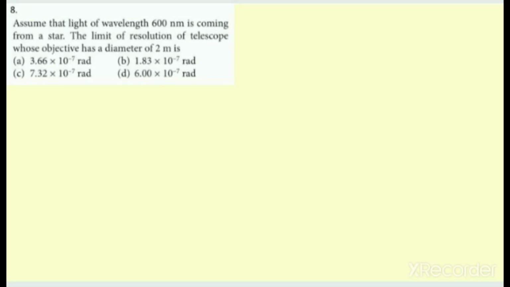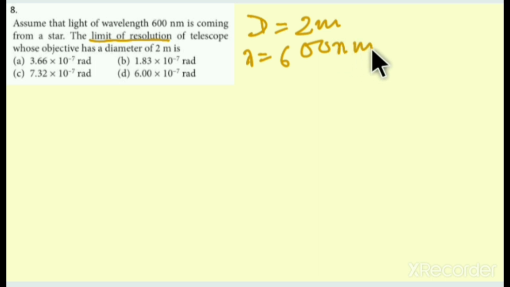So in this question, it is a very easy question, but the resolution related questions are most important for any kind of competitive exam. So you need to focus on this. Here we have to find the limit of resolution. The d, that is the diameter of the telescope, is given as 2 meter, and our other given term is lambda equal to 60 nanometer. We will convert it into meter, that is 10 to the power minus 9 meter.